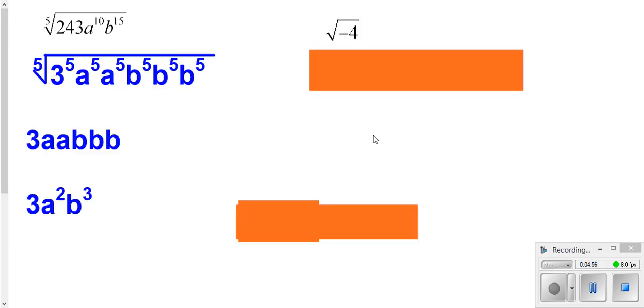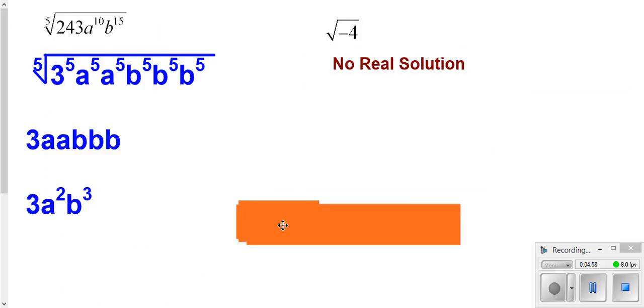Some of you might think, well, it's -2, but the square root of -4 really means what number times itself 2 times is -4, and -2 times a -2 doesn't work. So we're going to write no real solution.